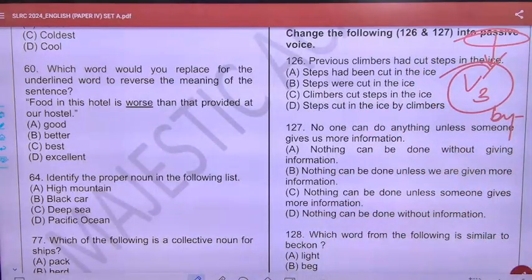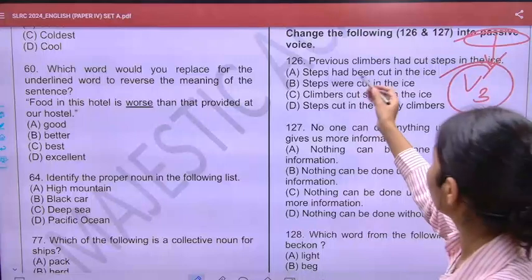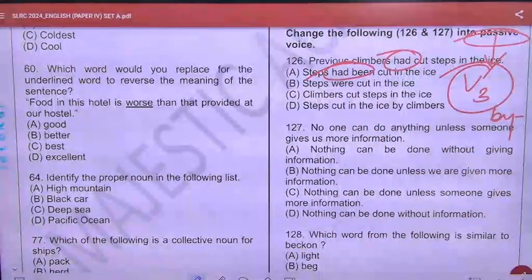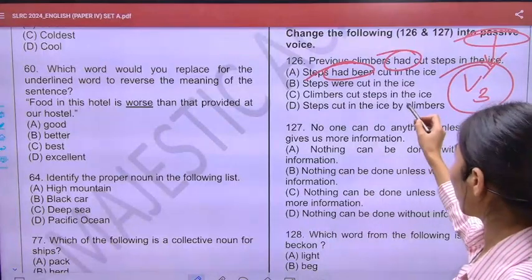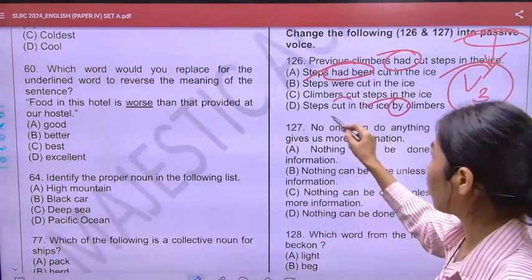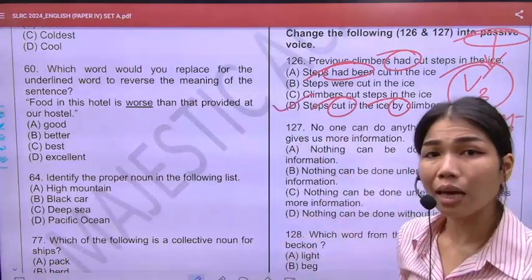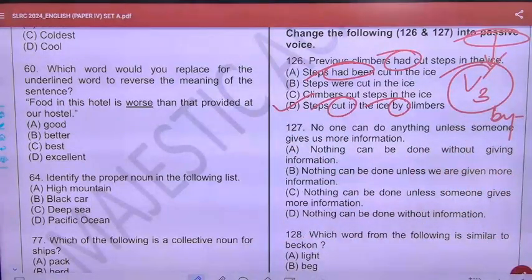Steps had been cut in the ice. Steps were cut in the ice. Climbers cut steps in the ice. And steps cut in the ice by climbers. If we see, we have only one option where there is by and the verb is in the third form. So we can mark option D as our answer for question number 126. Next one, no one can do anything unless someone gives us more information.